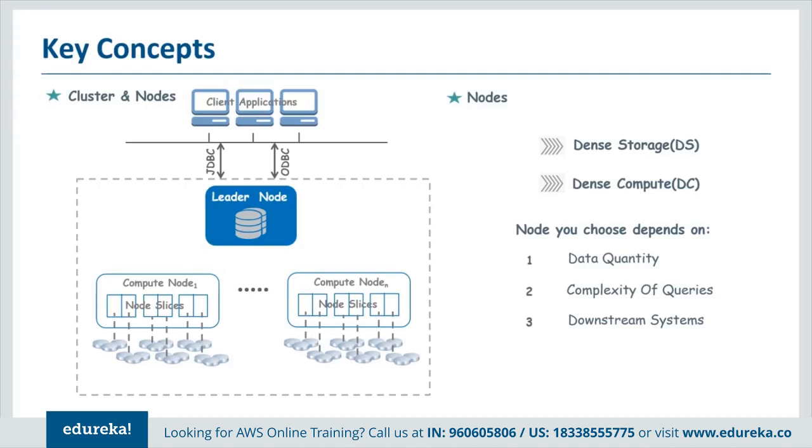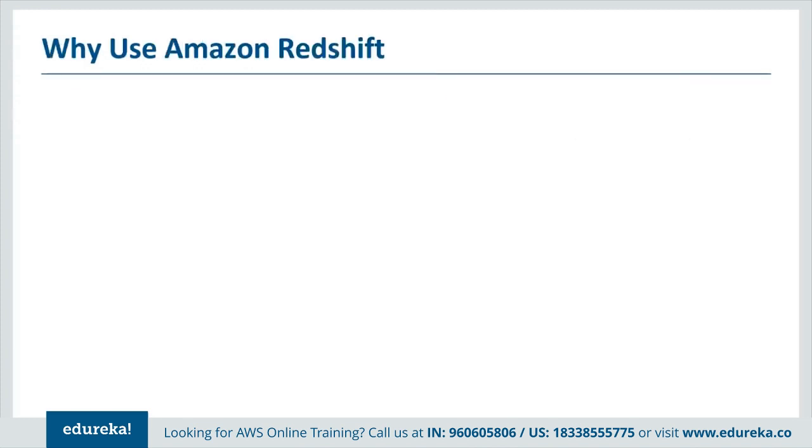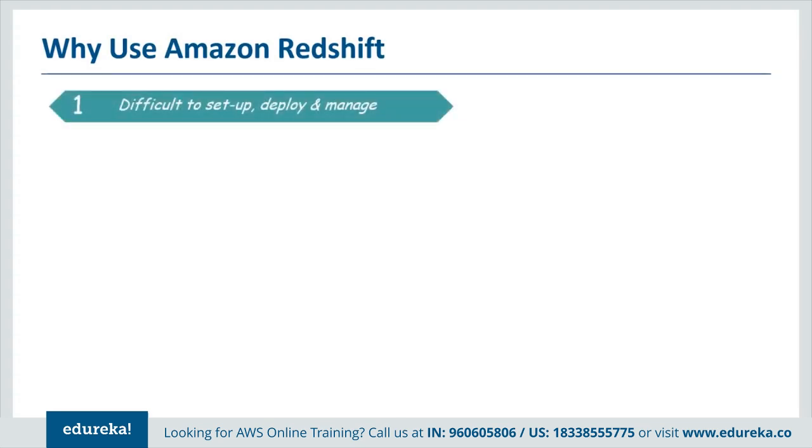So guys, that was the architecture and its key concepts. Now we'll take a look at a few reasons as to why Amazon Redshift is very popular. As we discussed earlier, setting up a traditional data warehouse involves a lot of money and resources. But it's very easy to set up, deploy, and manage a suitable data warehouse using Amazon Redshift.